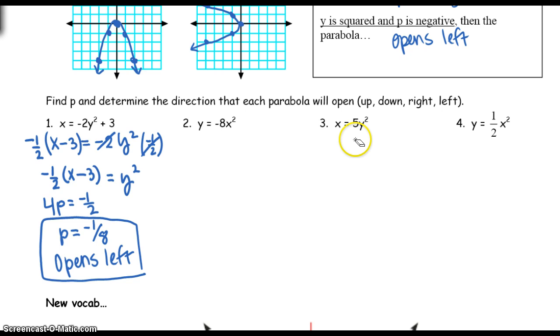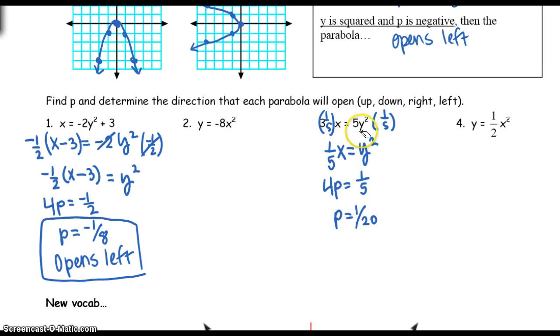I'm going to look at 3. So the first thing you want to do is you always want to get your squared term alone. So what I'm going to have to do here to both sides is divide by 5. Or essentially what you're doing is multiplying both sides by 1/5. So I'll have 1/5 x equals y squared. So I want to find my p-value. Whatever's in front of the term that's not being squared, we set equal to 4p. And when I do that, I have 4p equals 1/5. Then I divide by 4 on both sides, and I get 1/20, like that.